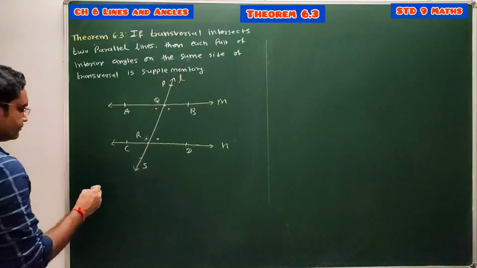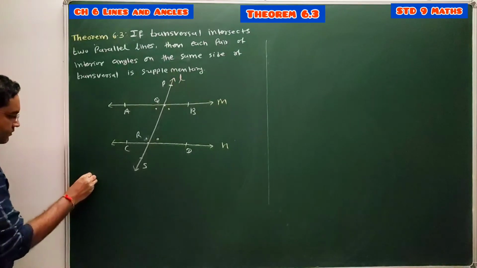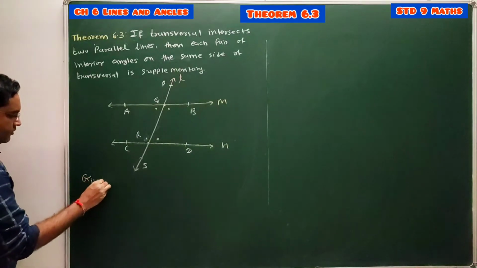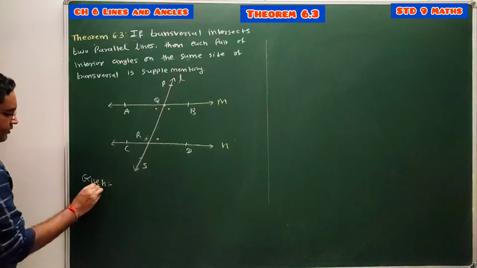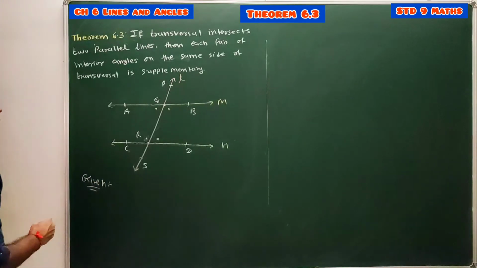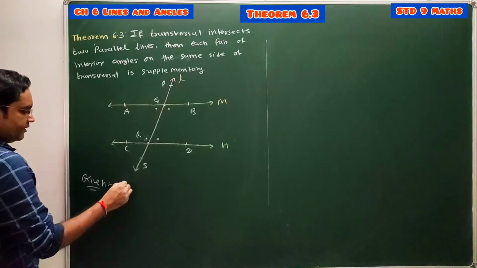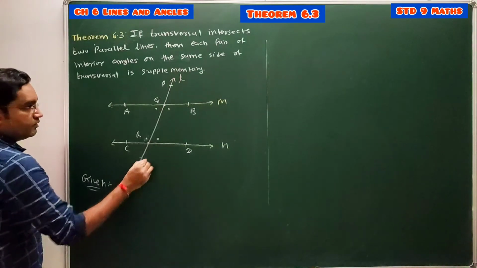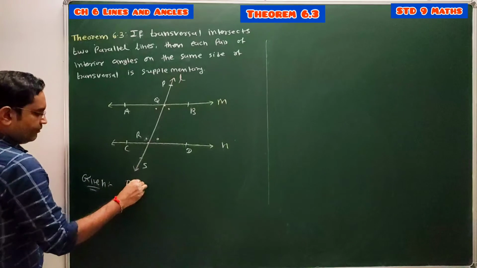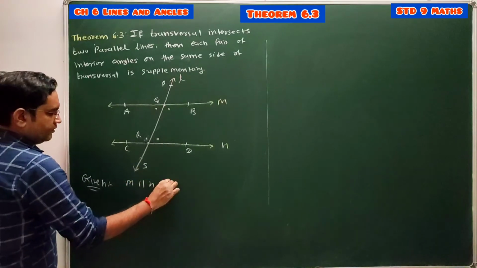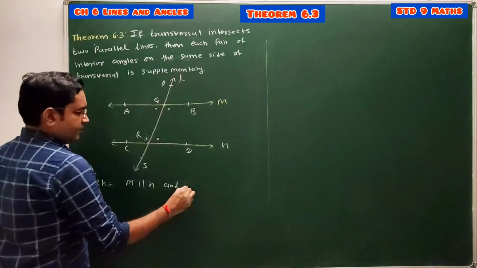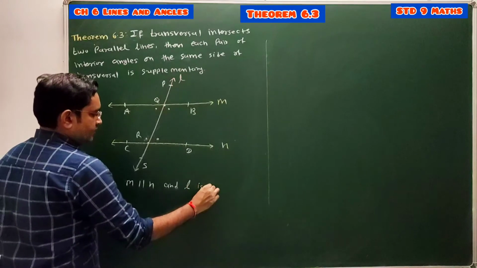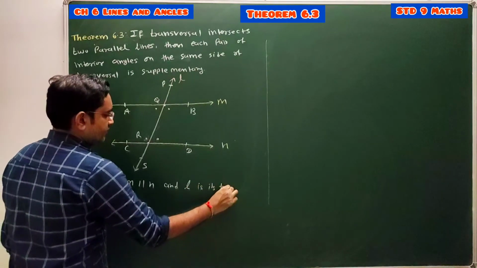So now, given: two parallel lines and its transversal. In short, you can also write like this. Here M and N, so M is parallel to N, and L is its transversal.